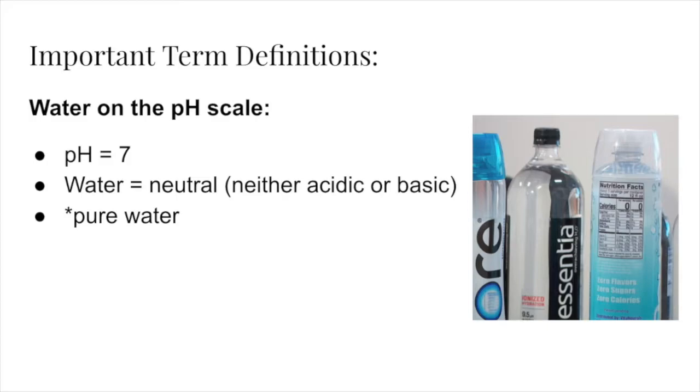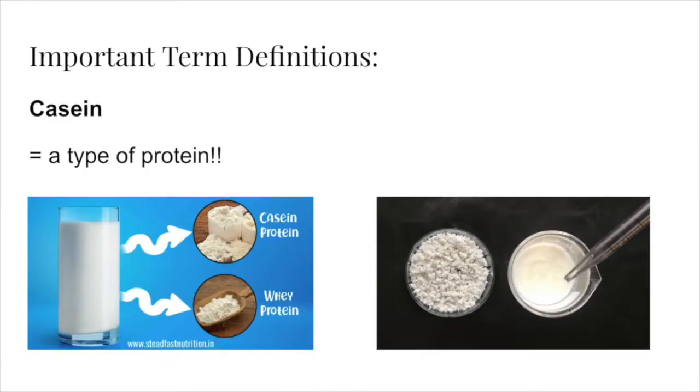And the last term we need to know is casein, which is a type of protein found in milk, and it's a very important protein when it comes to making paneer and also forming the lumps that are very significant in the curdling of milk.